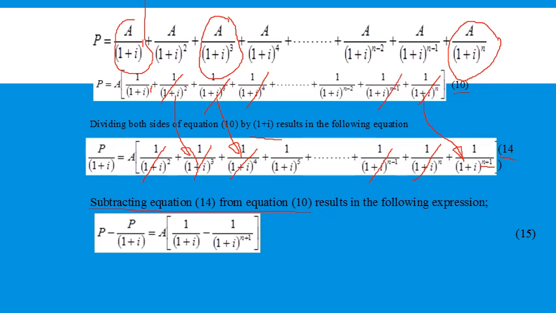So what remains now? A into this factor 1 plus I to the power of 1, what is being written here, plus, that is from equation 10, and 1 divided by 1 plus I to the power of n plus 1 from equation 14. Only these two factors will remain, all other factors get cancelled. So now P minus P divided by 1 plus I is equal to A into this much.